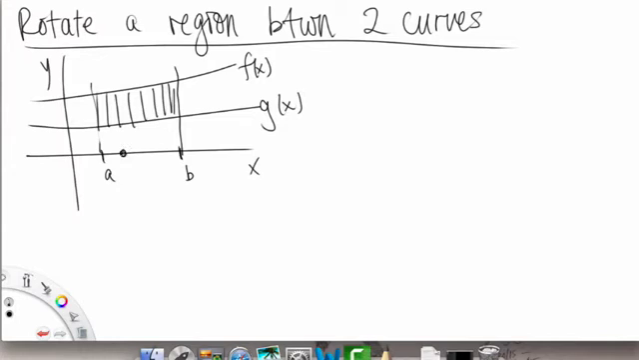Okay, so here we kind of have to reevaluate what we're looking at. Our radius isn't just one function or the other function. It's going to be some kind of combination of both. Okay, so let's look at the point a.